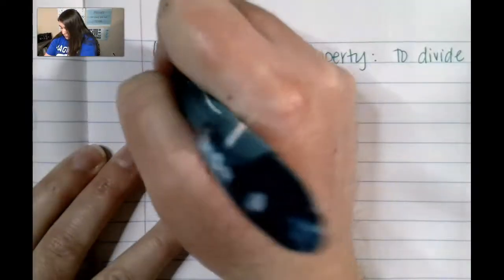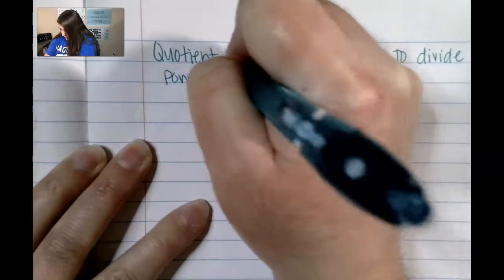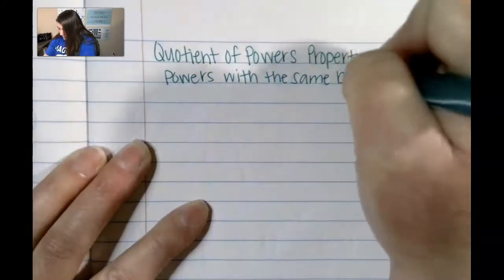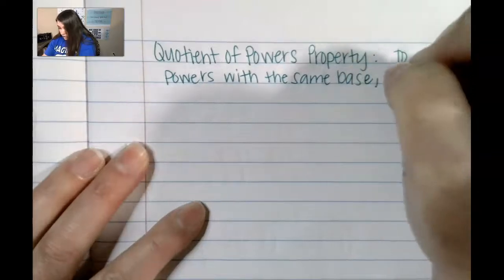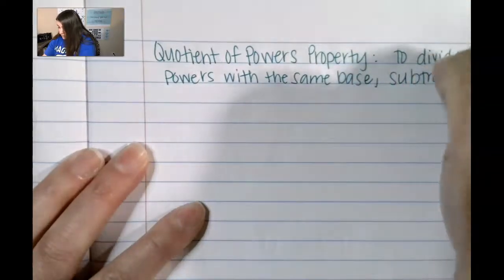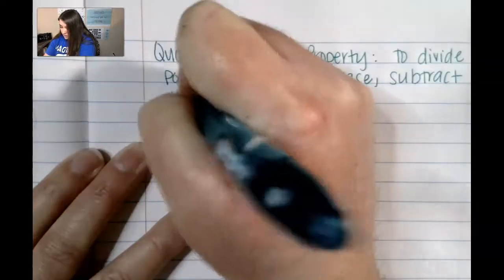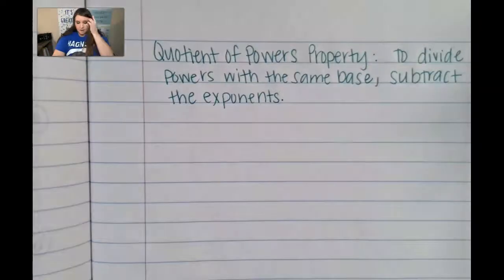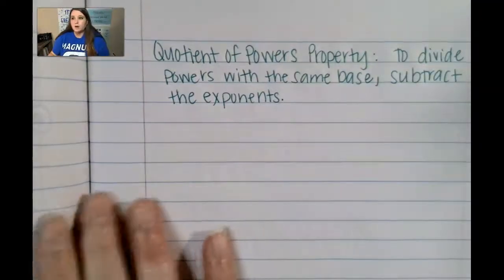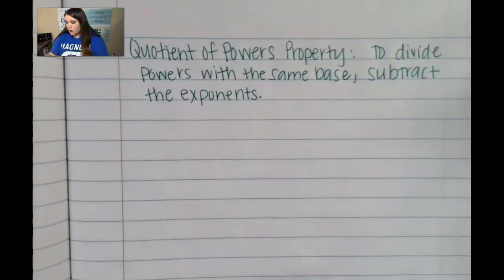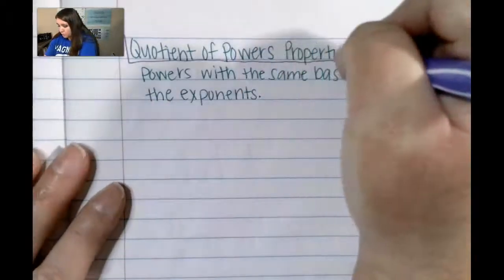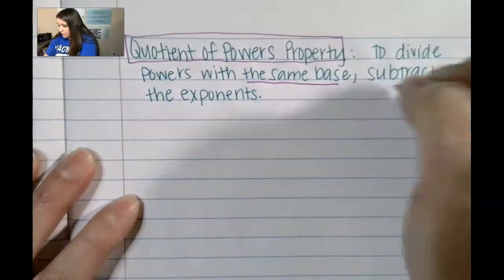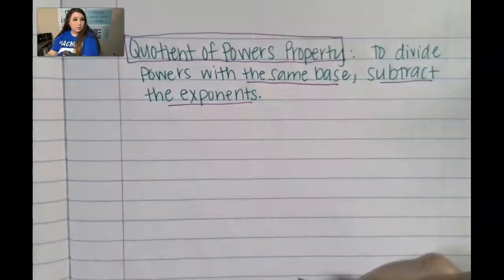So to divide powers with the same base, you just subtract the exponents. And again, I will do like we've done in the past and point arrows to the different parts of this. Okay, so our quotient of powers property says that you have powers with the same base. You just subtract exponents.